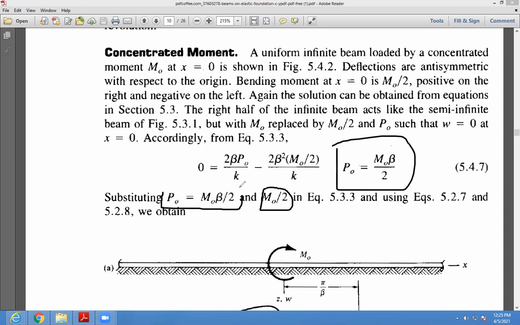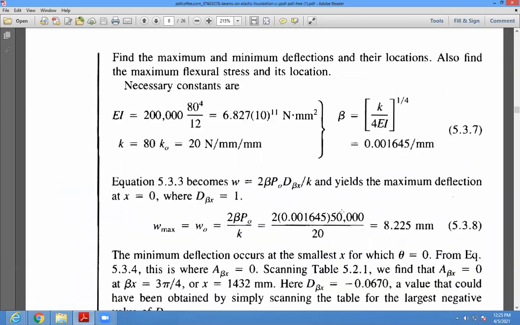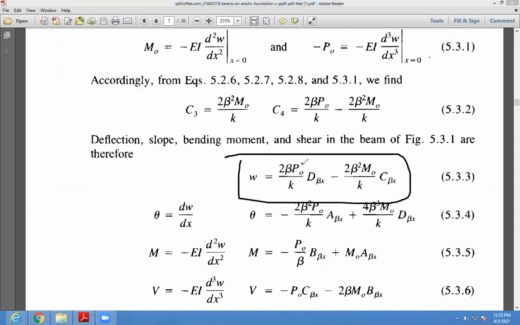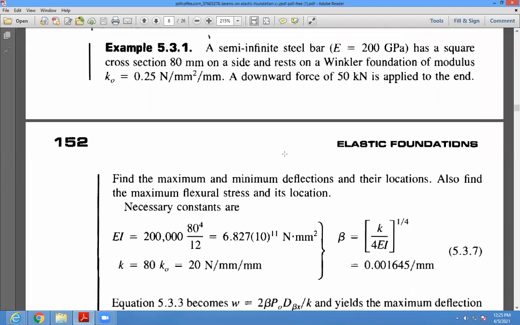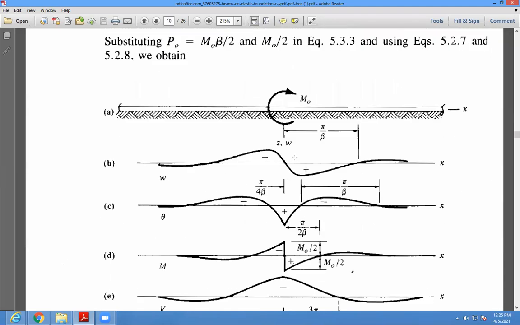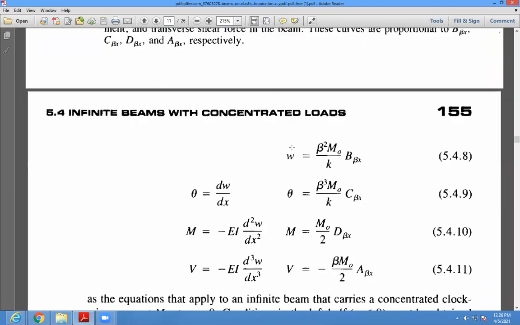By putting the value of P naught equal to M naught beta by 2 and M naught equal to M naught by 2 in the equation of deflection, that is W, we have to put the values of P naught and M naught. D beta x and C beta x at x equal to 0 is 1. At x equal to 0, C beta x and D beta x equal 1. So by putting that value, we get the equation of W.